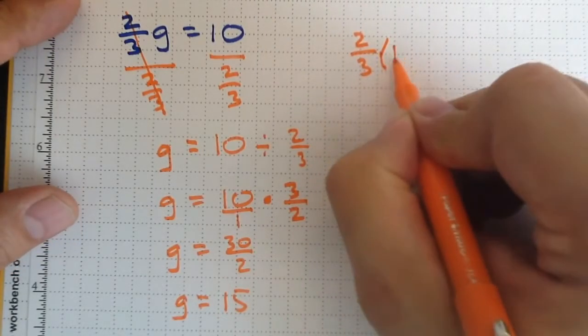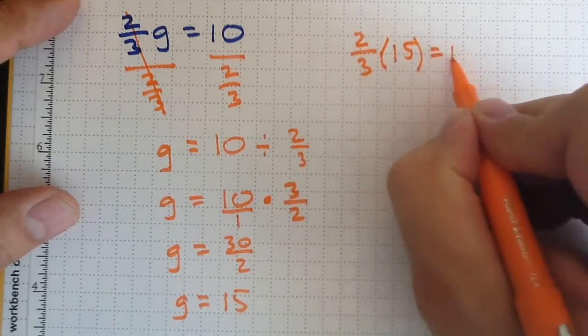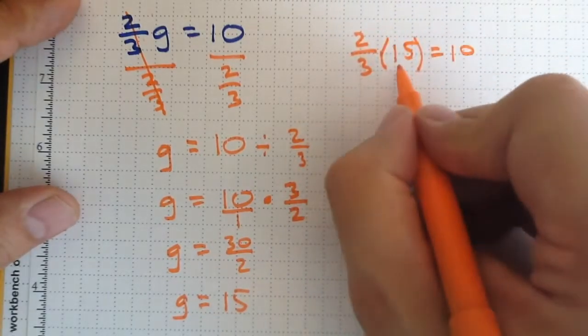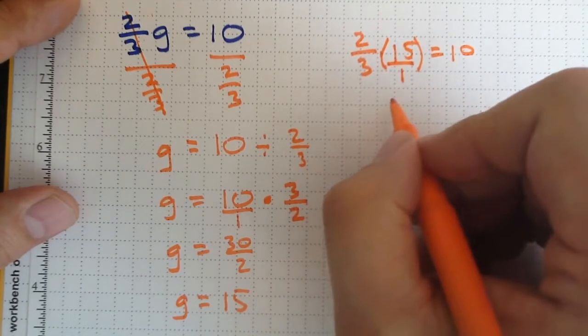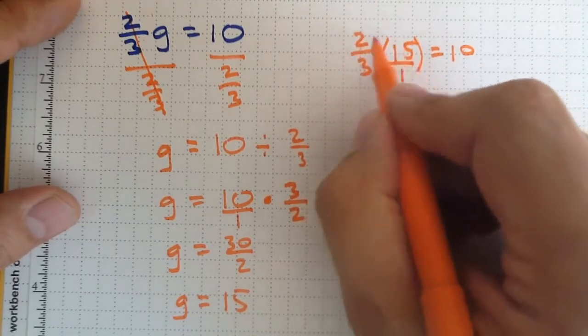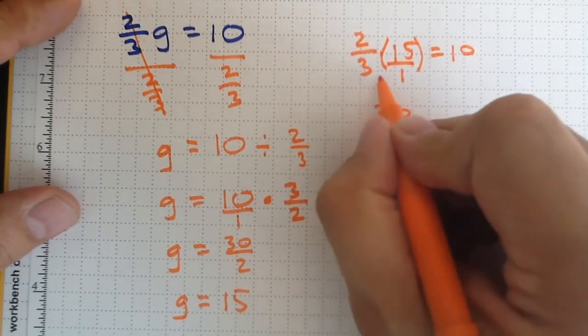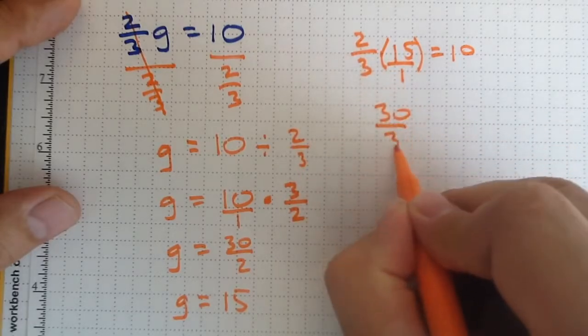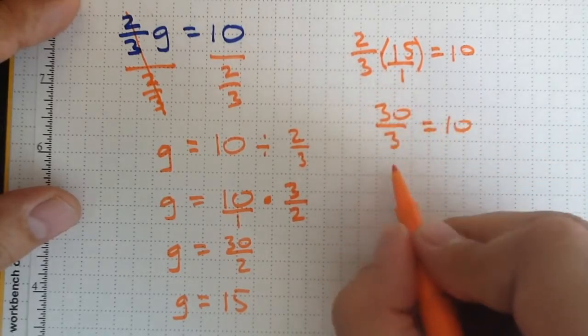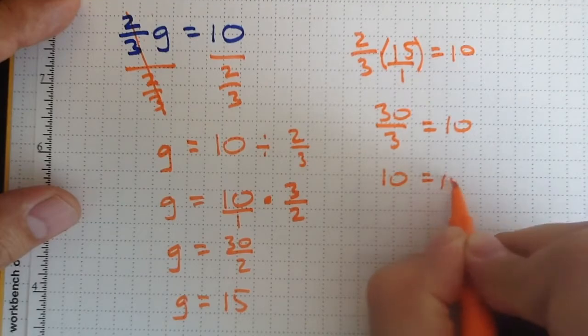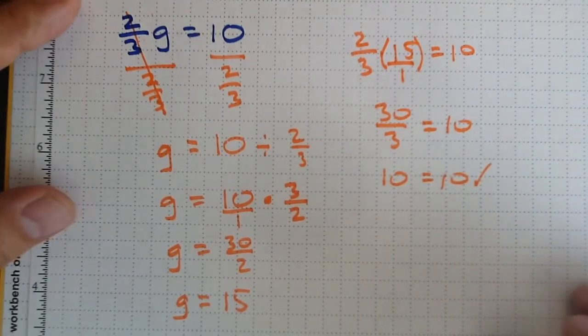2/3 times 15 equals 10. So the way we do this is make 15 into a fraction, 15 over 1. 2 times 15 in the numerators would be 30. 3 times 1 in the denominator would be 3. And 30 divided by 3 is 10. 10 equals 10. All right?